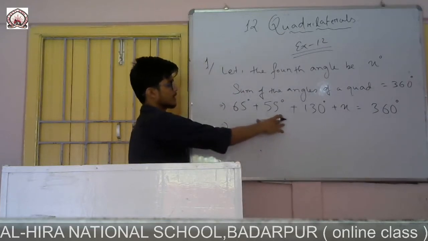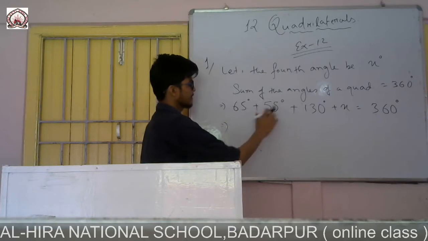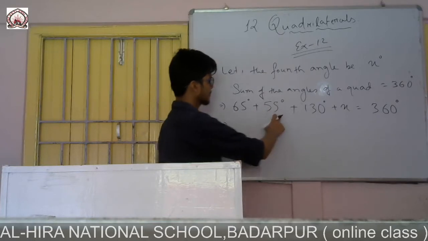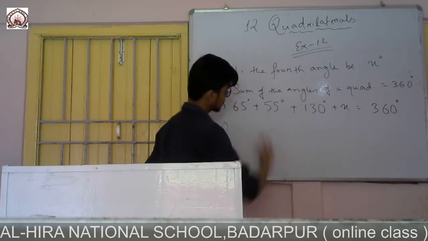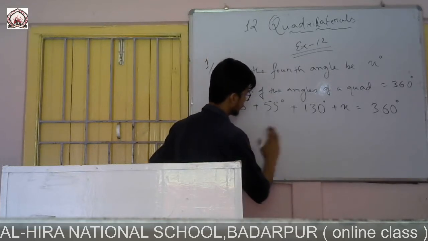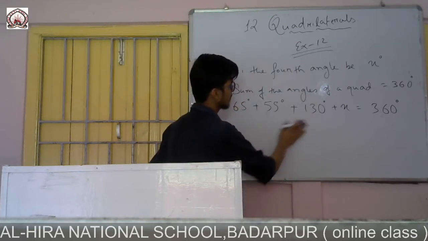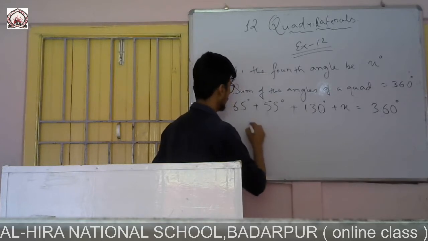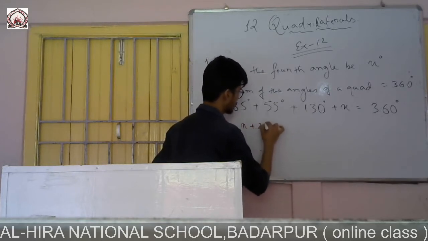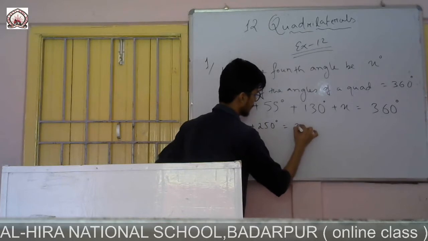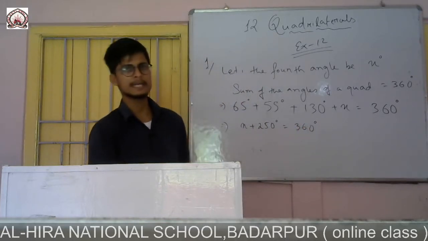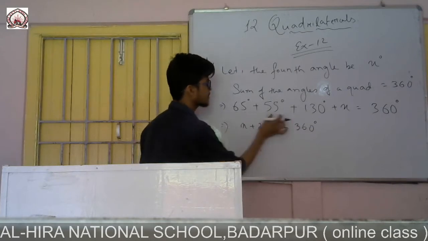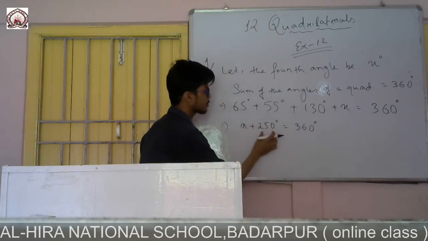I will add these. So 65 plus 5 is 70, and 70 plus 50 is 120, and 120 plus 130 equals 250. So x plus 250 degrees equals 360 degrees. Simply, I add these three angles, which equals 250 degrees.